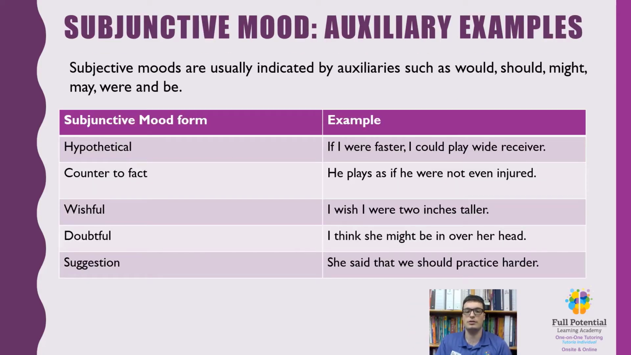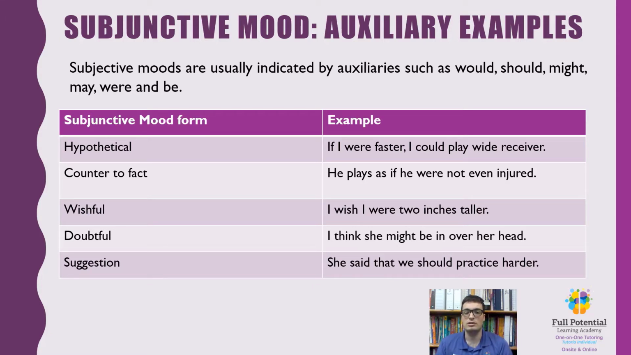Subjunctive mood, auxiliary examples. Subjunctive mood is usually indicated by its own auxiliaries, such as would, should, might, may, were, and be. There are 5 tones of the auxiliaries' use. There's the hypothetical tone, which is something that could be true. If I were just a little faster, I could play wide receiver. There's also counter to fact, which is something that is untrue. He plays as if he were not even injured. There is wishful, which is something that could be true but isn't. I wish I were 2 inches taller.